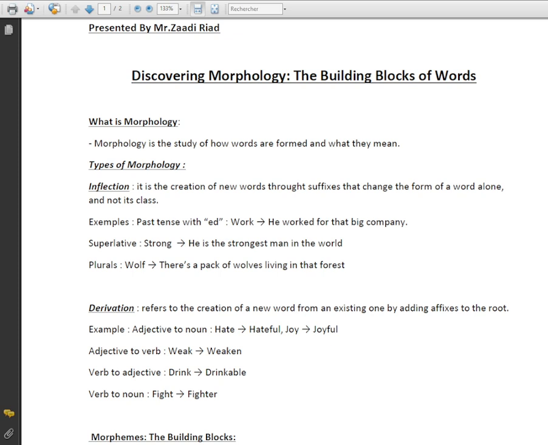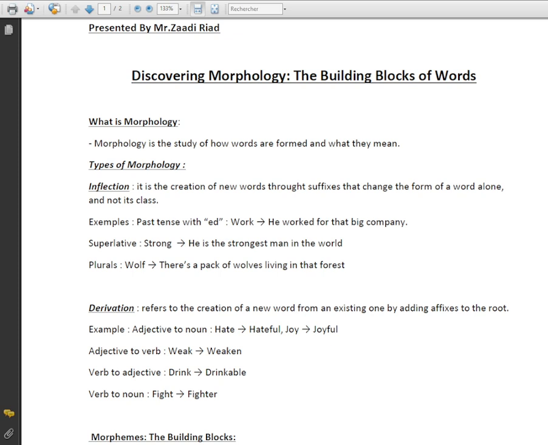And also, we've got another class with the plurals. For example, wolf: there is a pack of wolves living in that forest. Besides these three examples, there are also several other cases which involve inflection, but since we're just viewing it from a general point of view, we're going to stop at these few. So for inflection, we're done.